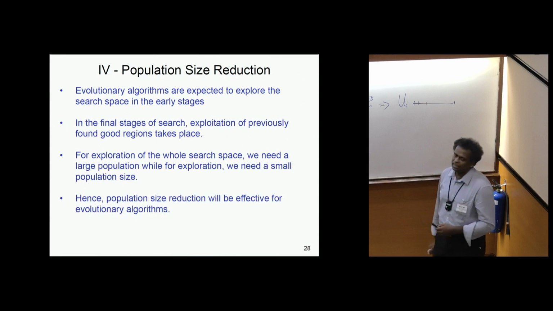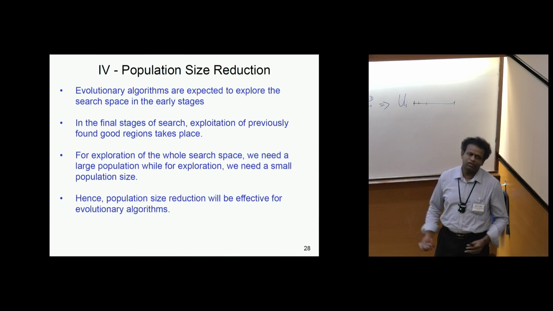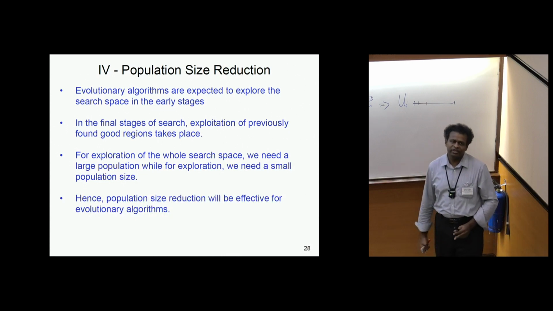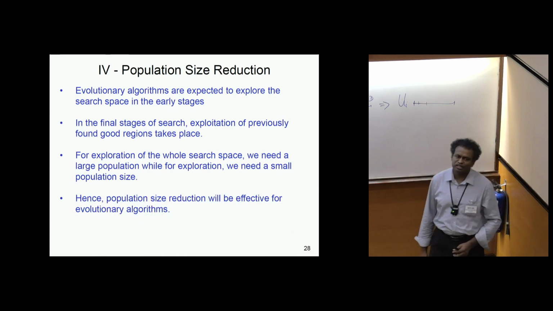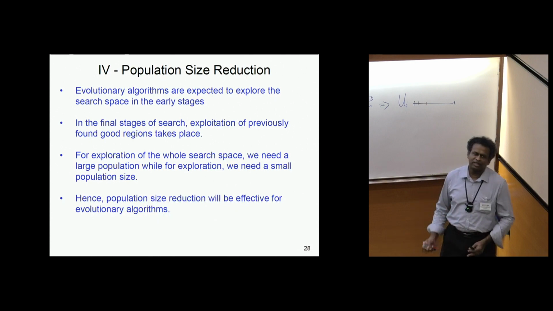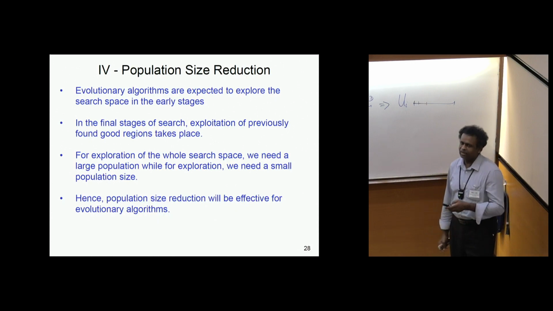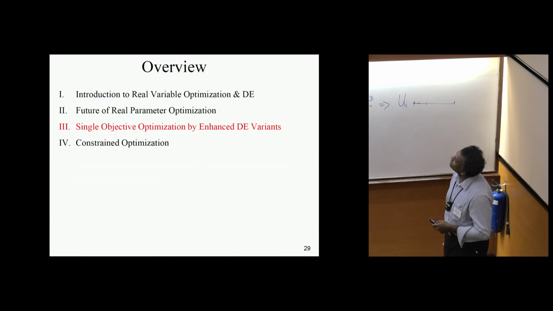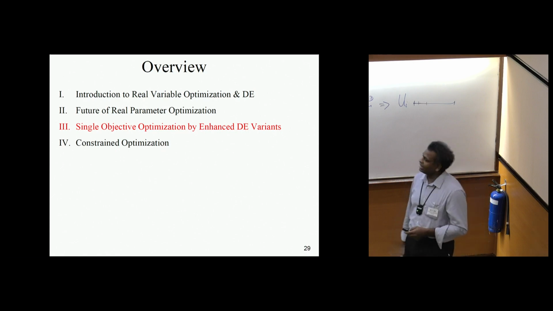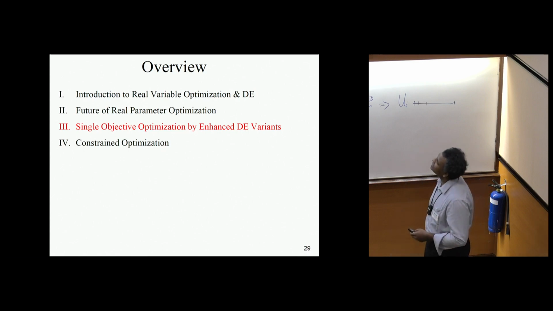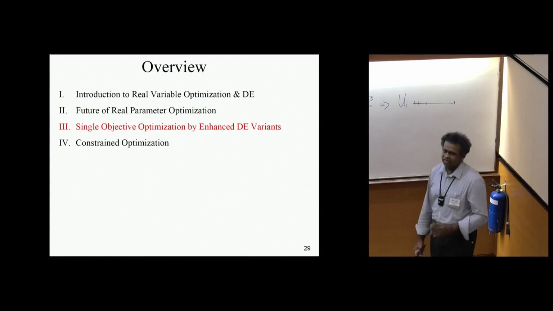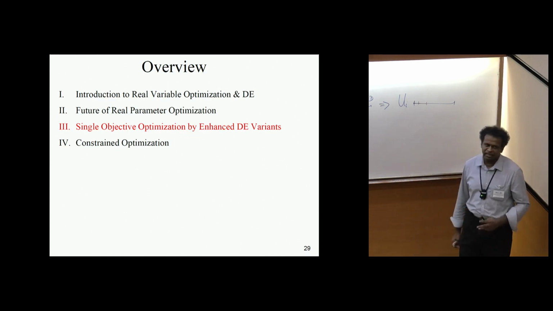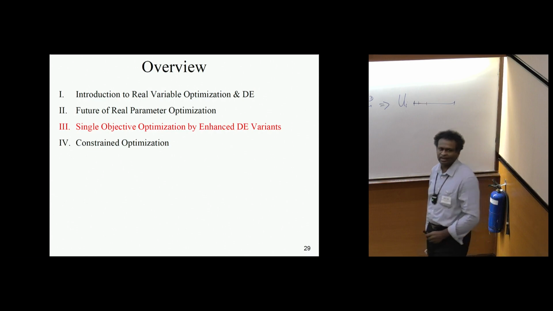So these are the things that you can look at, whichever evolutionary or swarm algorithm you are using. You can try to integrate this adaptation, population size reduction, ensembles. You can put all of these in when you develop a new algorithm. So we will look at a few differential evolution variants for single objective optimization first. Just 2 or 3 I will look at, and then I will say briefly about constraint handling as well.